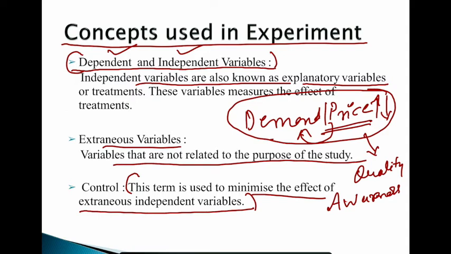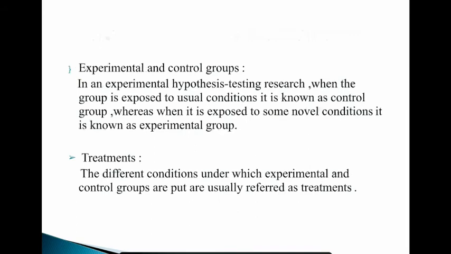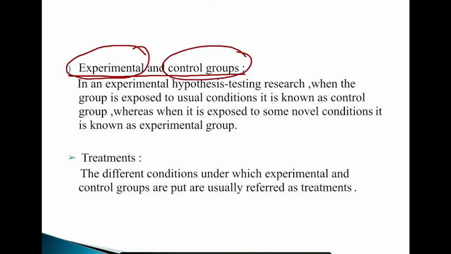And then there are certain methods and tools which we use to control the effect of the extraneous variable. So this is the basic explanation of the concepts which we are using in the experiment. Further to this, as I narrated in the initial part of my video, we create certain groups when we go for the experiment. The one is the experimental group and the other is the control group.